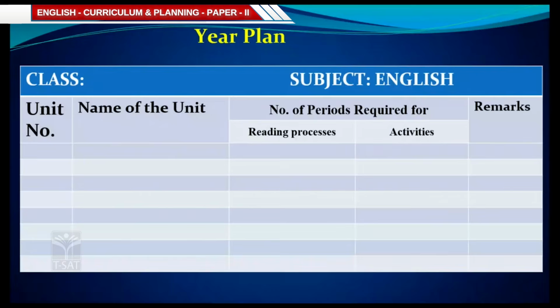And when you come to unit plan, it is a small version of the year plan. It tells us the number of units that we need to complete and the activities that we can take up while working with the unit, whereas period plan. So, you can see year plan comprises unit plans and unit plan comprises period plans. Now, let us see the layout first. The year plan has the unit number and name of the unit and number of periods required for reading processes and activities. If there are any remarks, we have to make a note.